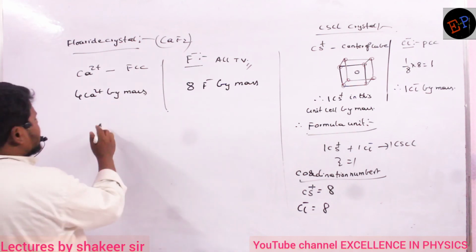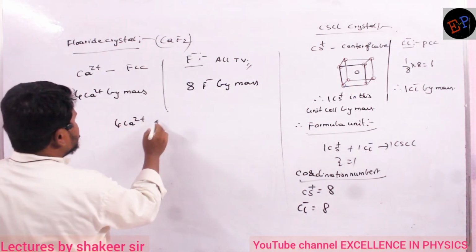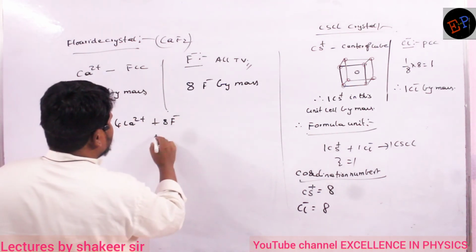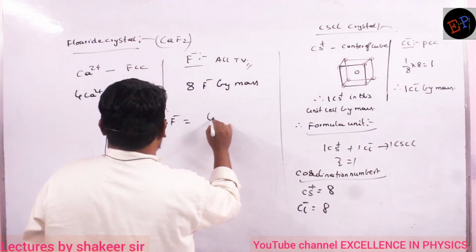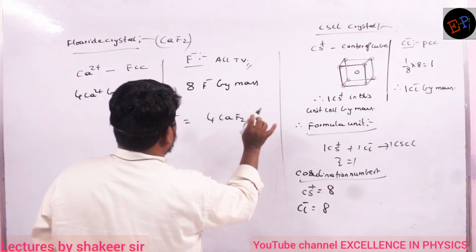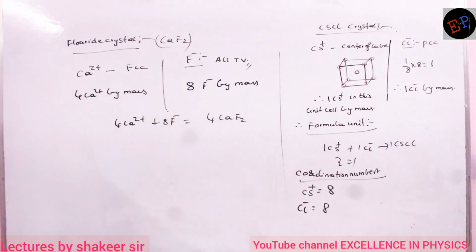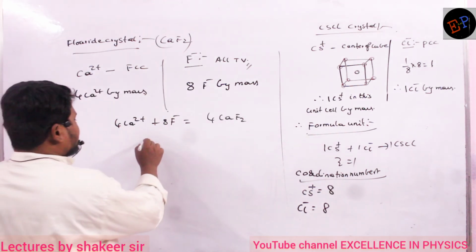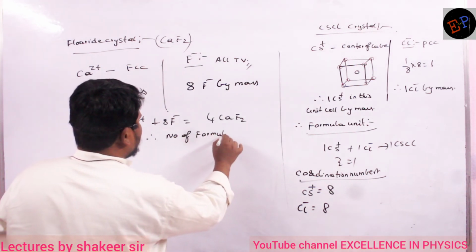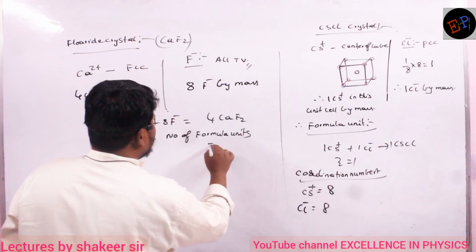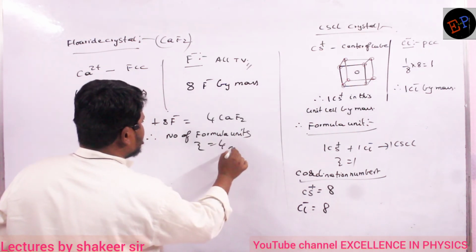Clear? So 4 Ca2+ and 8 F- will give what? It will give 4 CaF2. This is the formula which I will get. Therefore the number of formula units is how much? Number of formula units is 4. Z value is equal to 4.